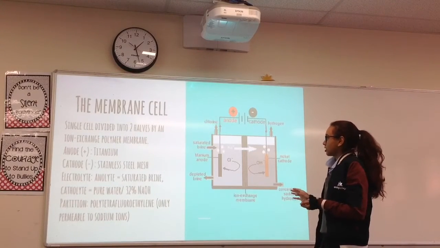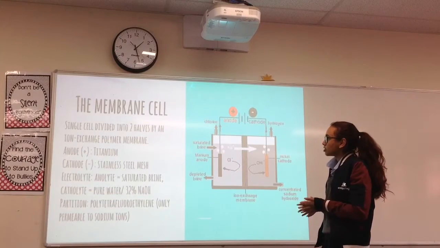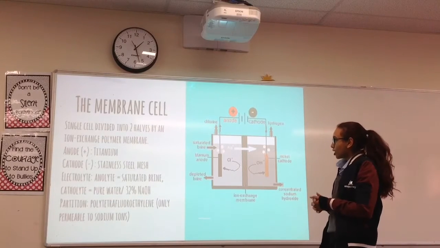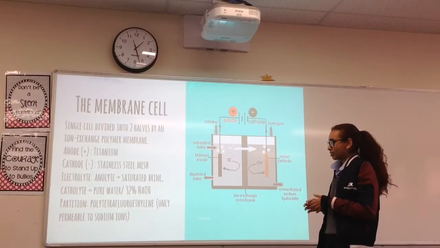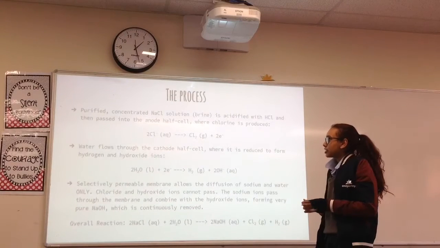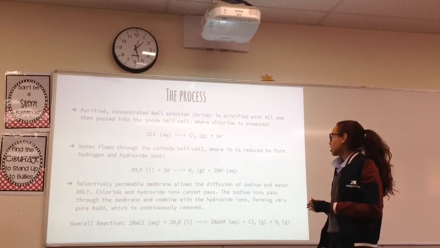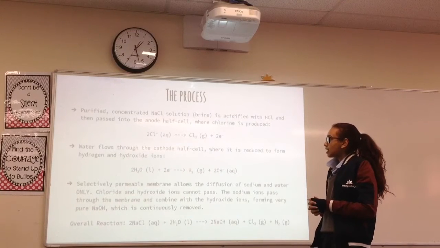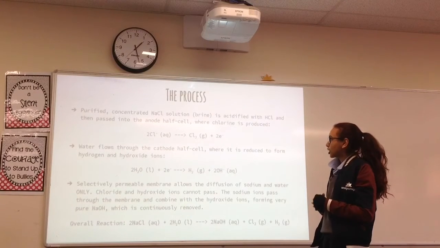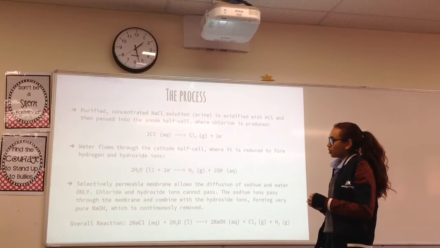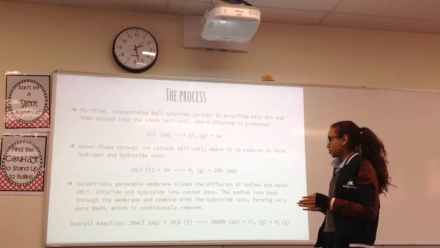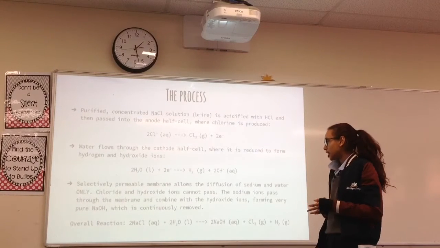Finally is the membrane cell. So this is a single cell divided into two halves by an ion exchange polymer membrane. The process is purified, concentrated sodium chloride solution is acidified with hydrochloric acid and then passed into the anode half cell where chlorine is produced. Then water flows through the cathode half cell where it is reduced to form hydrogen and hydroxide ions.